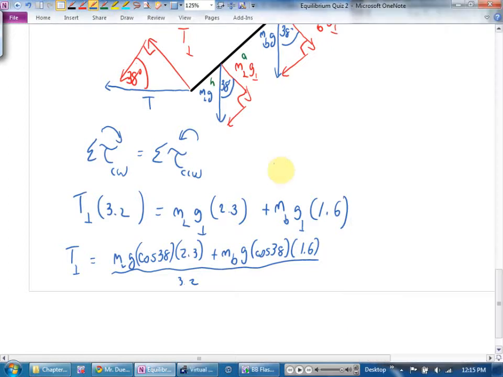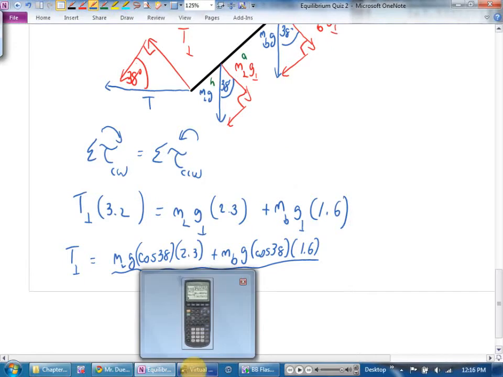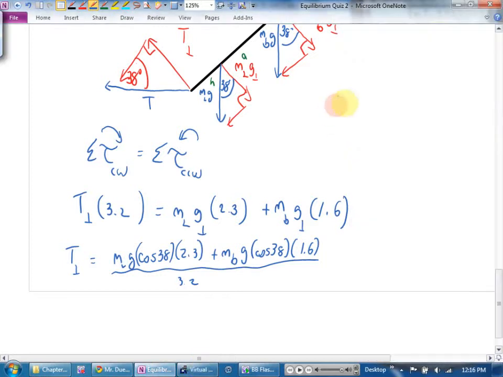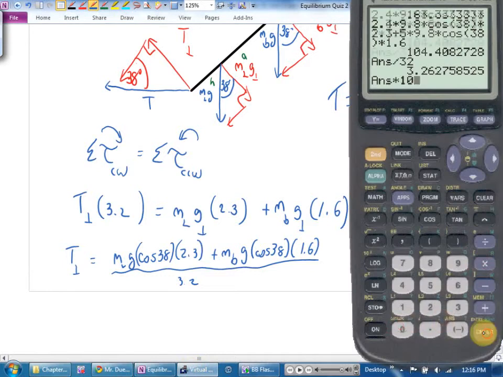I divided by 32, and I should have divided by 3.2. So is it 32.6275? 32.628? Times 10. Is that it? Okay, 32.628.